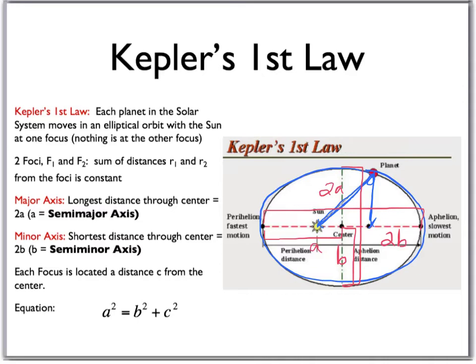Now each focus is located at a distance c from the center. So if we were to put another distance on here, that's a distance c, and that's a distance c. So that the total equation of an ellipse is given by a squared equals b squared plus c squared.